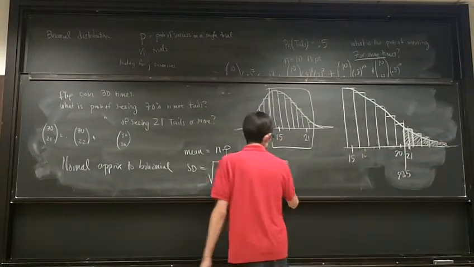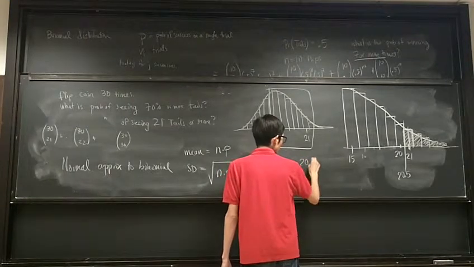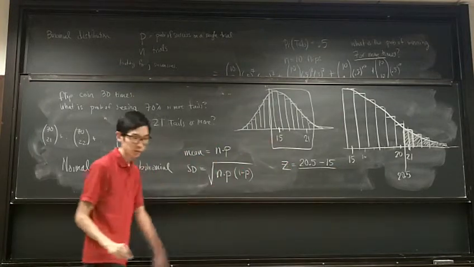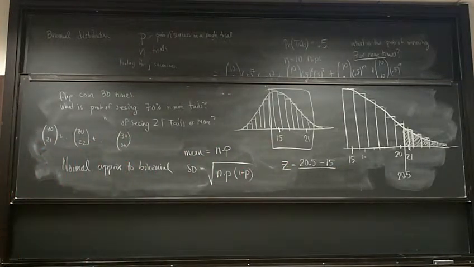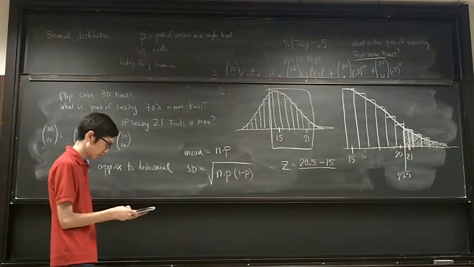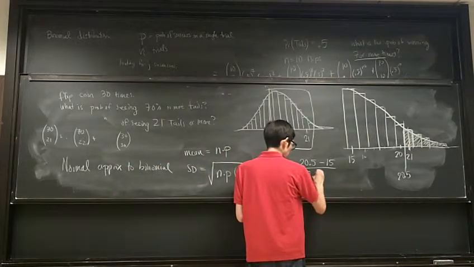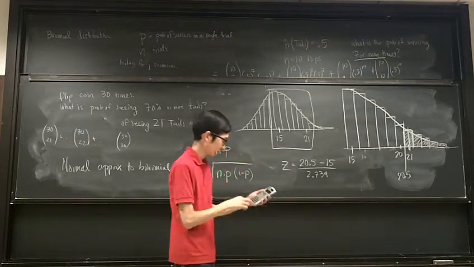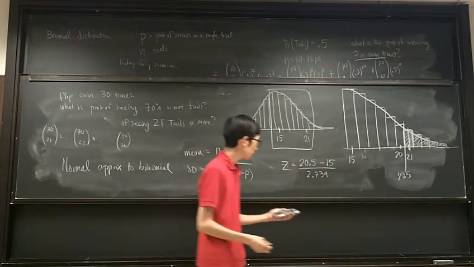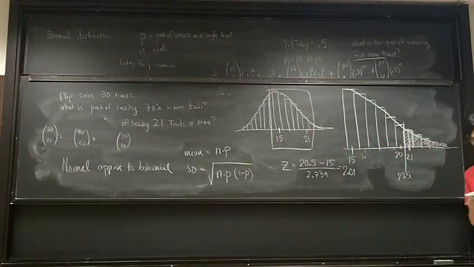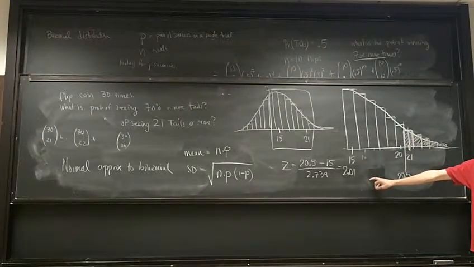So here my z-score would be 20.5 minus the mean, which is 15, divided by the standard deviation, which is the square root of n times p times 1 minus p. So what is that? Square root of 7.5, 2.739. Okay, so I'm getting a z-score of 2.01. That's my z-score. Does that work for you guys?